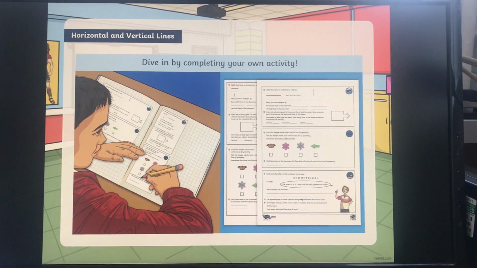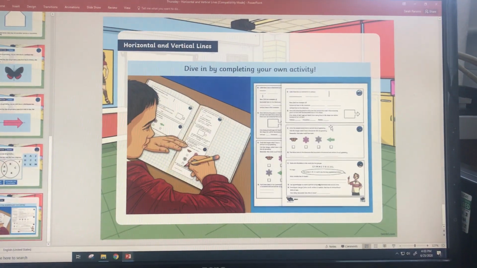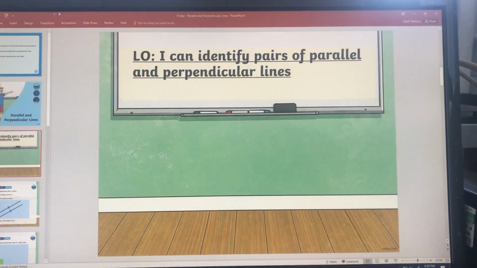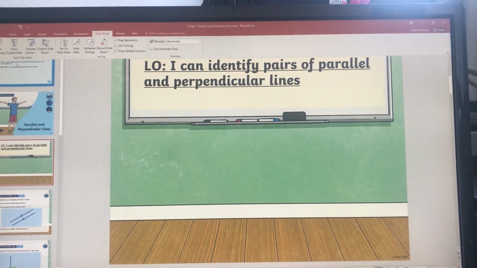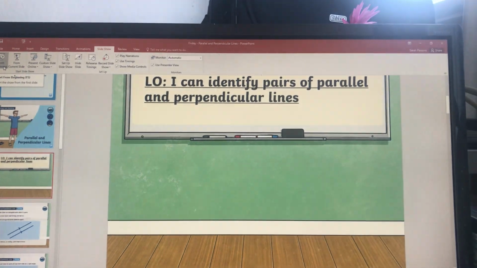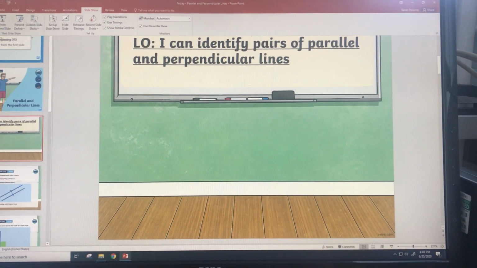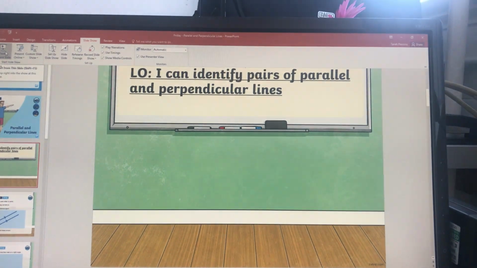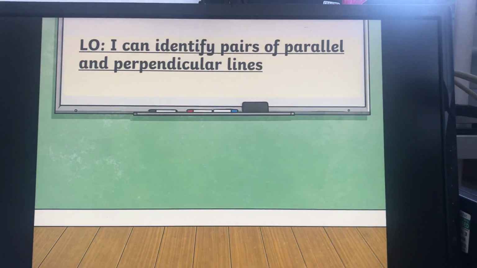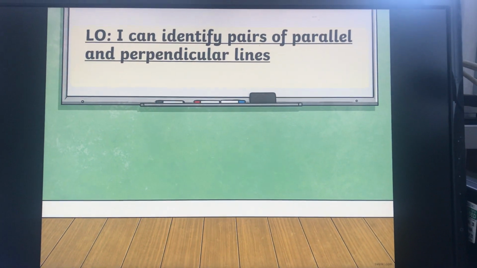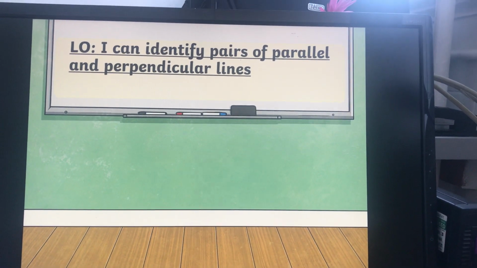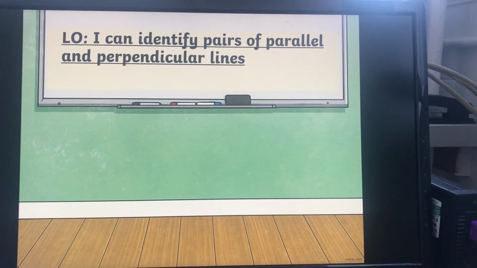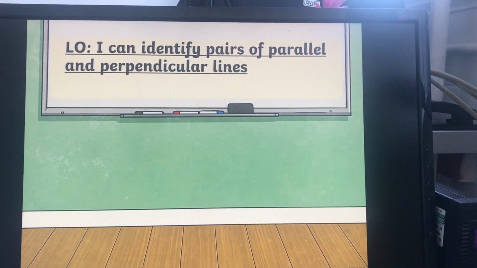Now is the time where I'm going to come out of Thursday's lesson, and I'm actually going to bring up the information that we need for Friday's lesson. So if you want to log off here and move on to Thursday's work, you can, and have a look at this tomorrow, or you can have a look at this today as well as tomorrow. It's up to you. So Friday's learning for maths is to identify pairs of parallel and perpendicular lines.